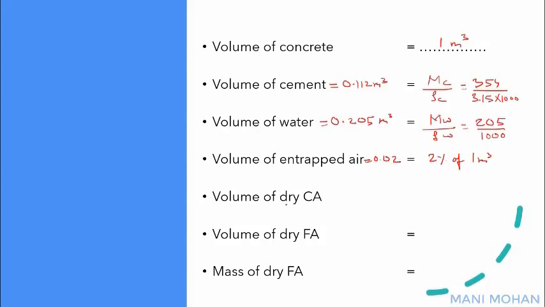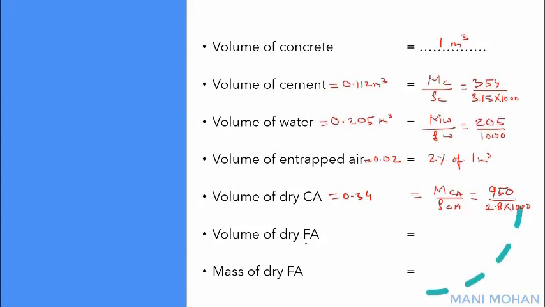So what will be the volume of dry coarse aggregate? The volume of dry coarse aggregate will be mass of coarse aggregate by density of coarse aggregate. So what is the mass of coarse aggregate? We have adopted 950 kg as the mass of coarse aggregate. Density of coarse aggregate will be specific gravity of coarse aggregate into 1000. So this gives the volume of dry coarse aggregate as 0.34.